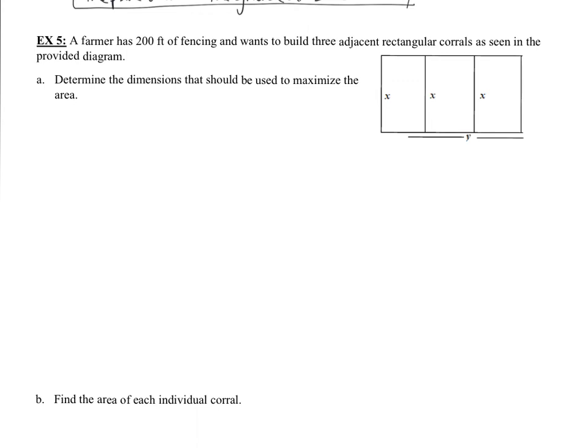Okay, and we're talking about, remember here, the perimeter, right? When you build a fence, you're talking about perimeter. So, A, determine the dimensions that should be used to maximize the area. Ooh, the word maximize. Okay, maximize, we're talking about vertex. But the vertex of what? We don't have an equation. So that's what we have to do first. So we know maximize is talking about vertex.